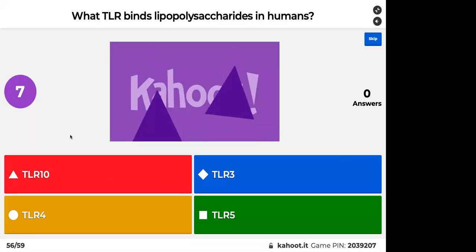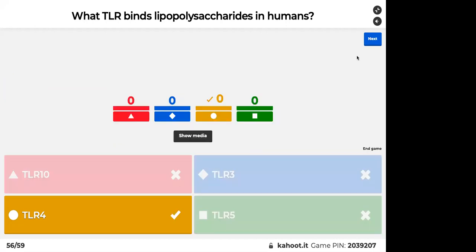So what TLR binds lipopolysaccharides in humans? Yep, TLR4. So this is a bit of a tough one. It requires some detailed memory, I guess. So TLR stands for toll-like receptors, if you recall, which are a type of pattern recognition receptors. And pattern recognition receptors are themselves what recognize these things called pathogen-associated molecular patterns. So these are kind of red flags that pathogens carry saying, look at me, I'm bad.